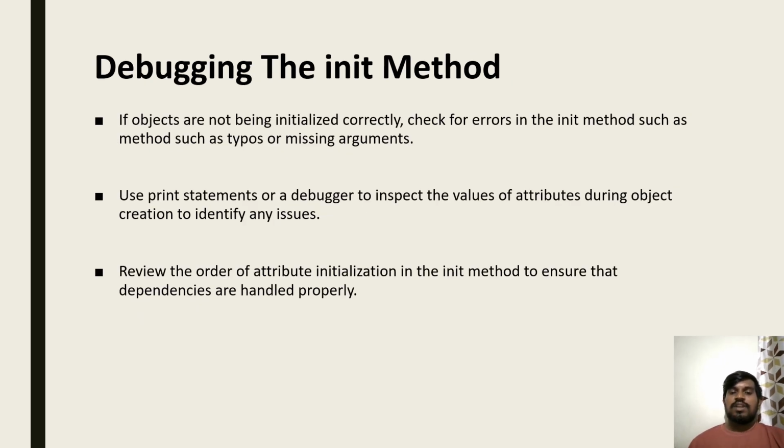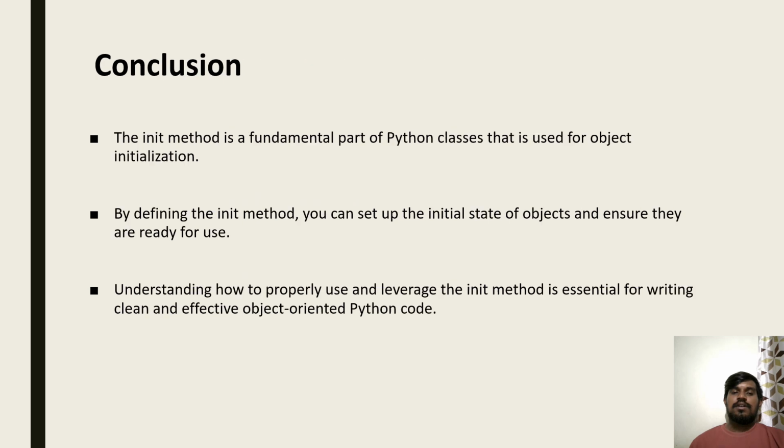Debugging the init method. If objects are not initialized correctly, check for errors in the init method such as typos or missing arguments. Use print statements or a debugger to inspect the values of attributes during object creation to identify any issues. Review the order of attribute initialization in the init method to ensure that dependencies are handled properly.